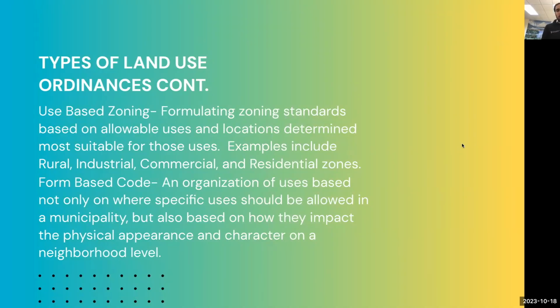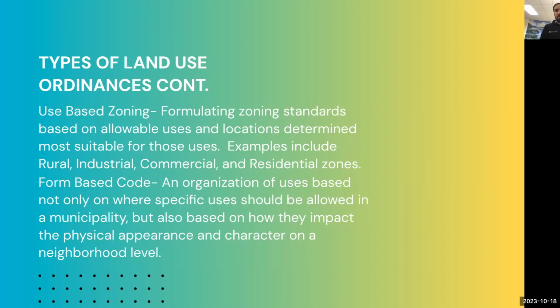And then continue on. So within those two ways to organize your code, there's use-based zoning, which I think is what most people are familiar with. It's formulating zoning standards based on allowable uses and locations determined by the most suitable land for those uses. So it's what you're used to seeing, like rural, industrial, commercial, and residential zones. They may have different names, but they're based on those types of uses for the most part.